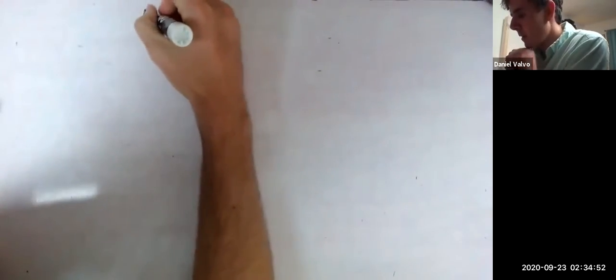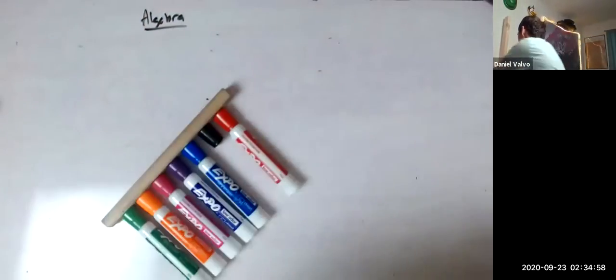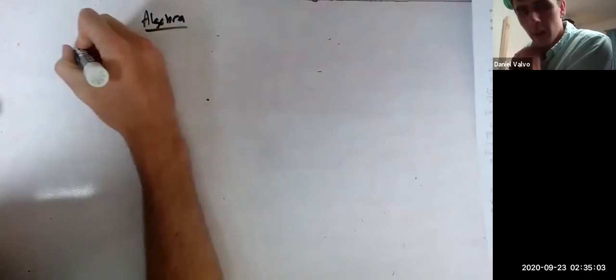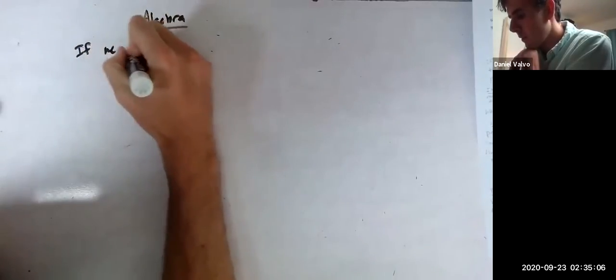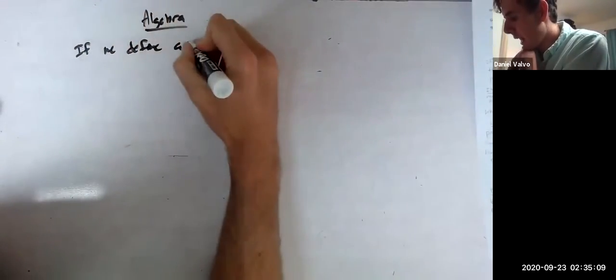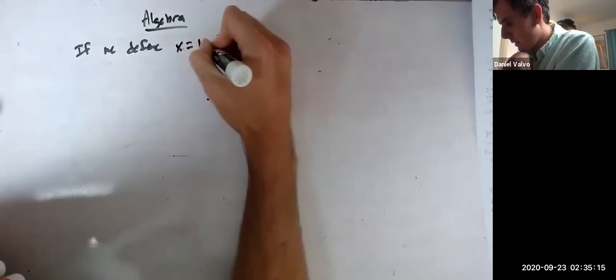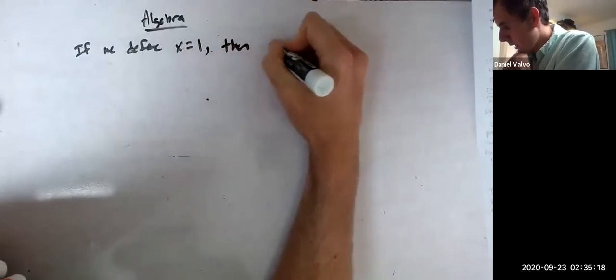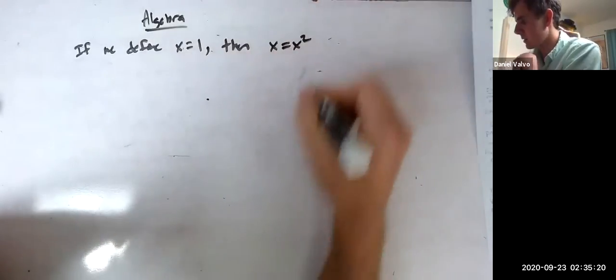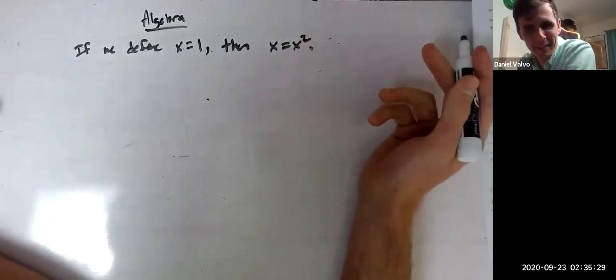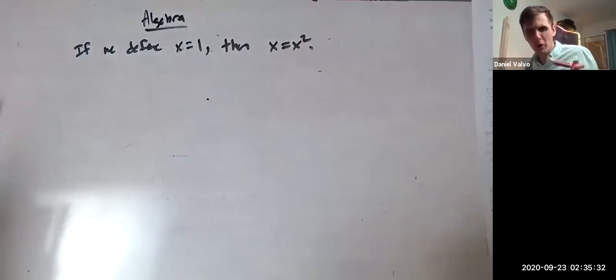So for example, in algebra, if we define X to equal 1, then X equals X squared, right? Because 1 equals 1 squared. We good? I think we're good with that.